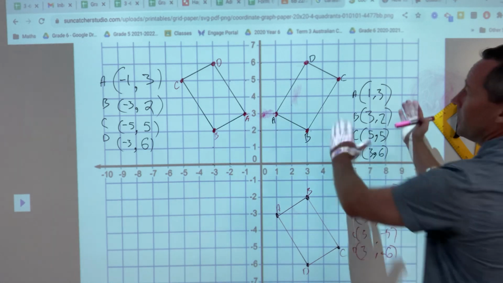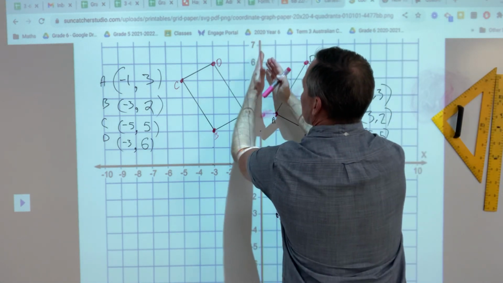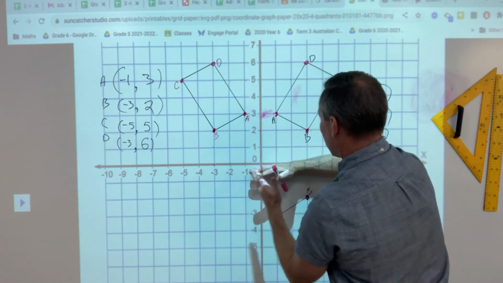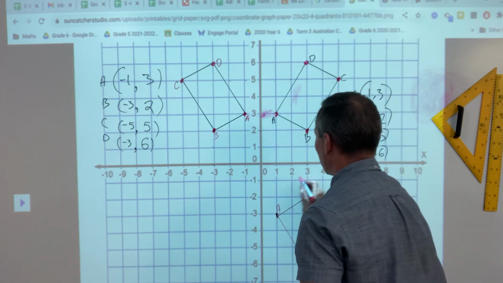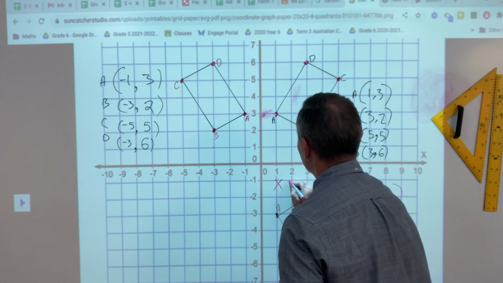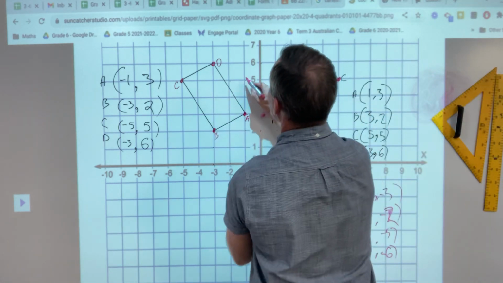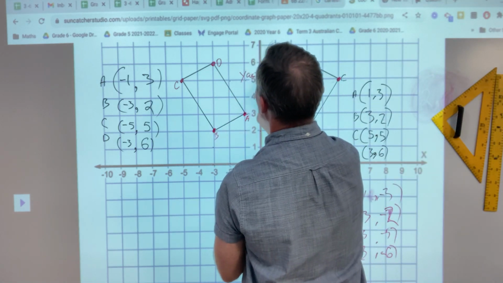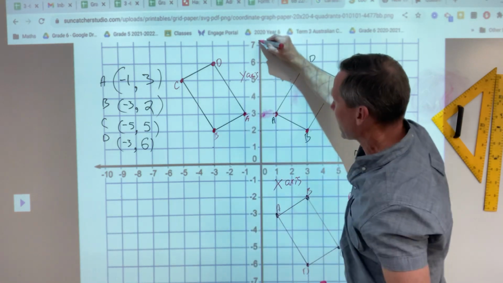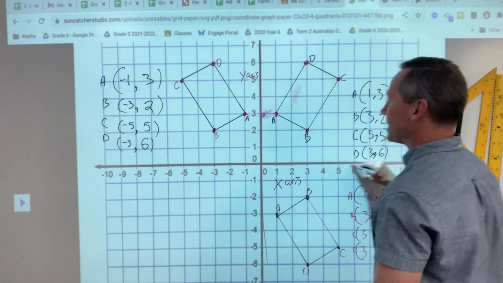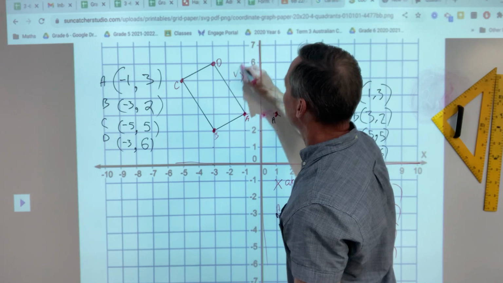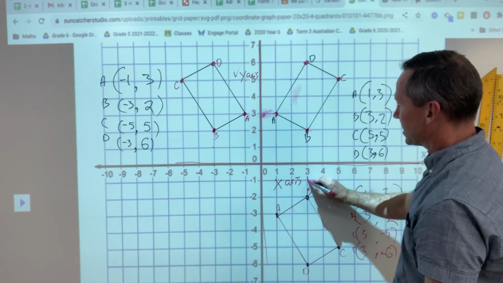So, reflected across the x-axis is this one here. This one here, across the x. It's this one, and across the y-axis is this one here. So this is your y-axis, x-axis. So across the y is that one, across the x-axis is that one.